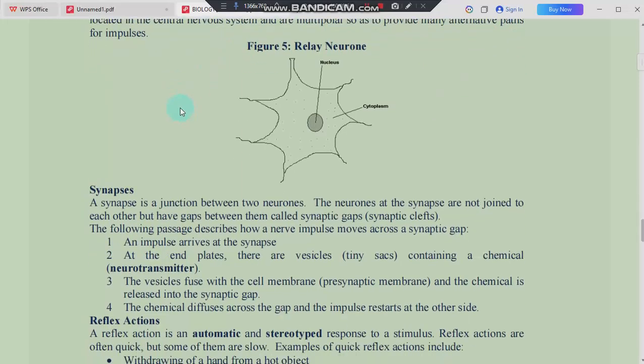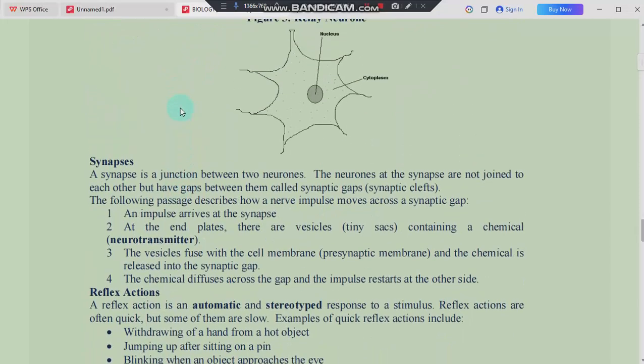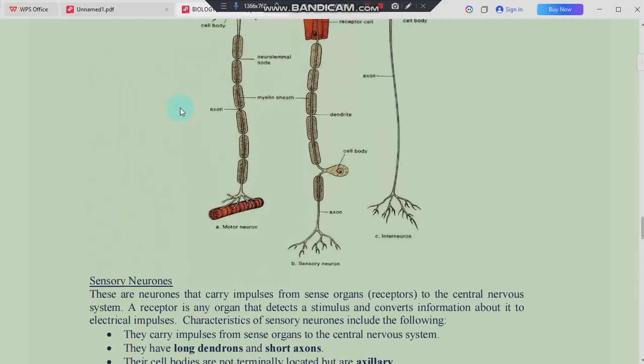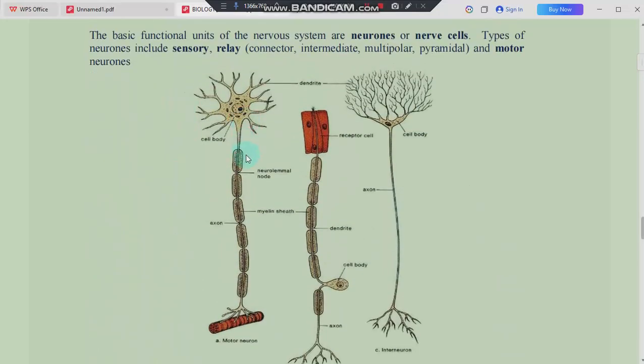Now let's talk about the space between the two neurons. So usually when electrical impulses have to move between the two neurons, right? So there is that space. So for example, when a nerve message is coming, it's going to meet a tiny space between the two neurons. So that tiny space between the two neurons is known as the synapse.